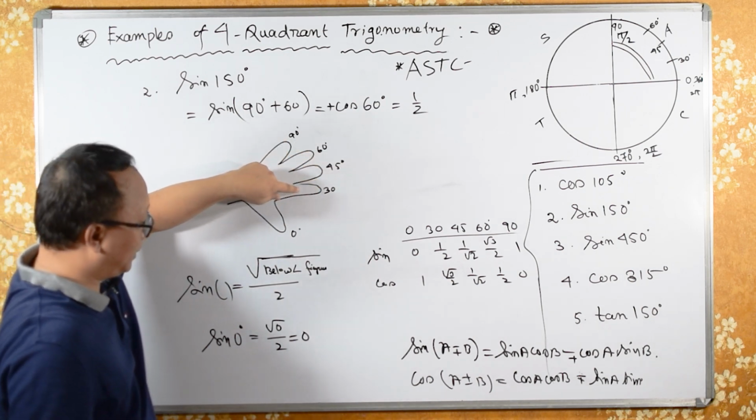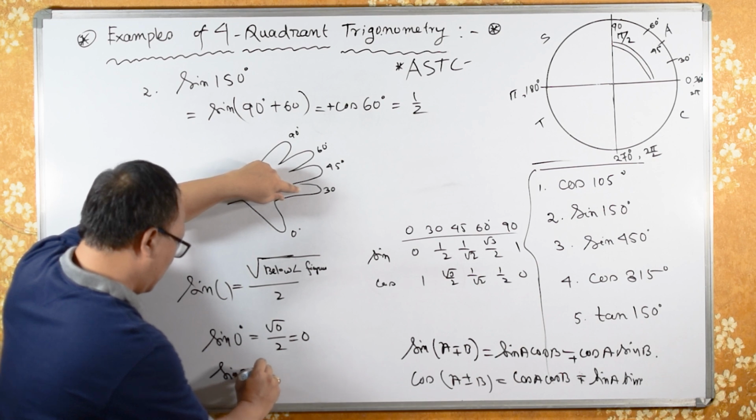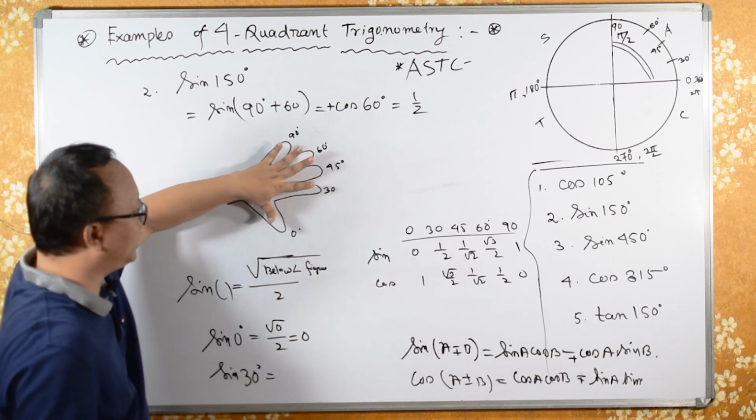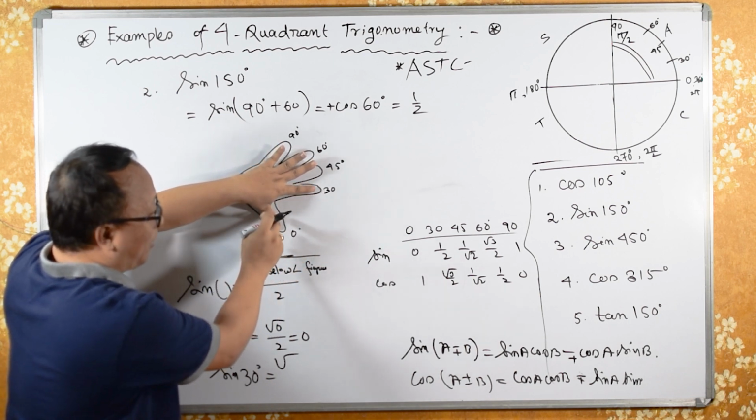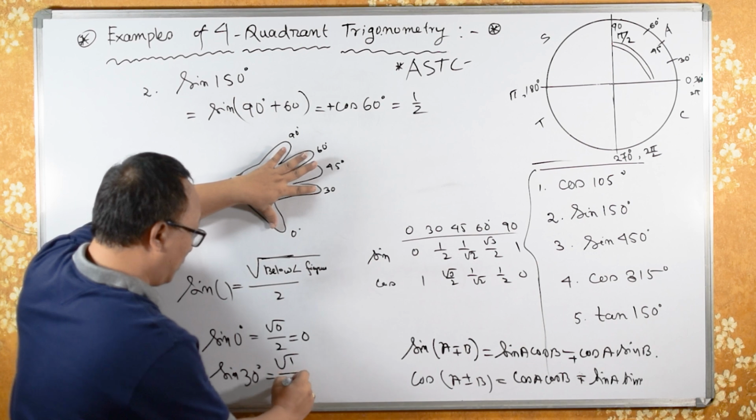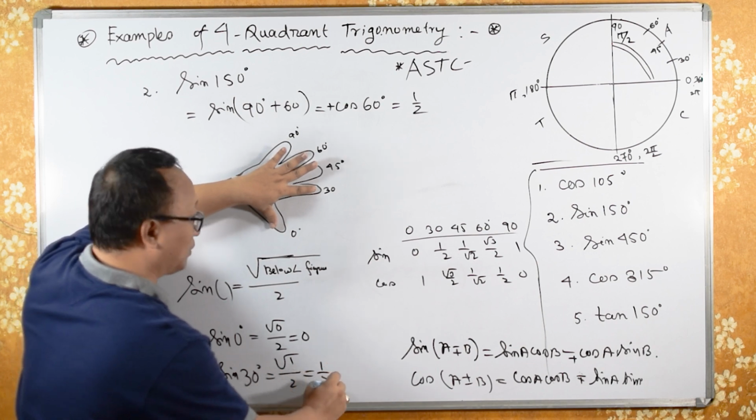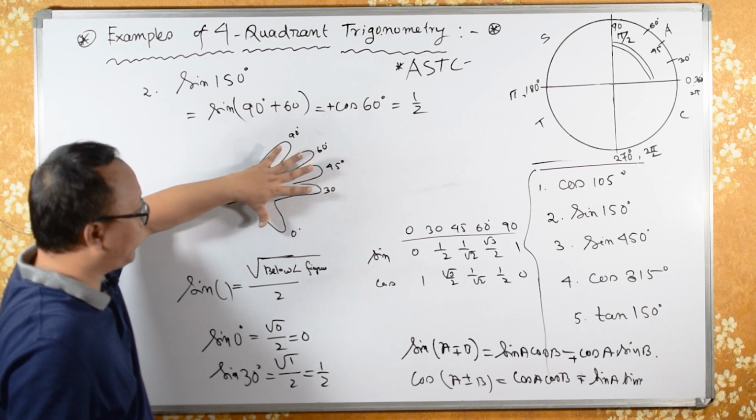What about 30 degree? What about sine of 30 degree? In order to remember sine of 30 degree, how many fingers are there below 30 degree? I have one finger below 30 degree, so I have square root of 1 upon 2. Square root of 1 is 1, so it is 1 upon 2. And sine of 45 is what?